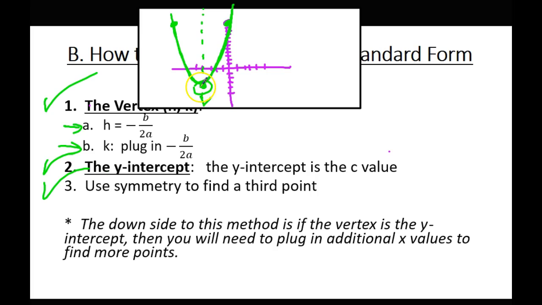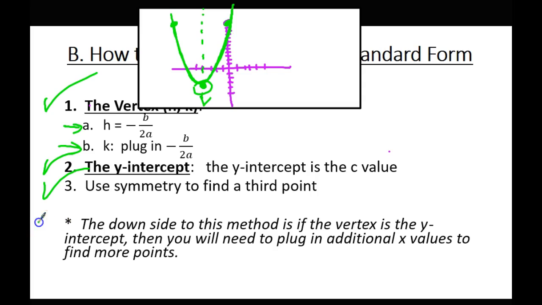So if your vertex is here and you have a point here, just go straight across to the other side and you'll have your other point. But you may not even need to do that. Some of you guys may have gotten the right shape without that third point, and that's fine. Okay, but there you go.